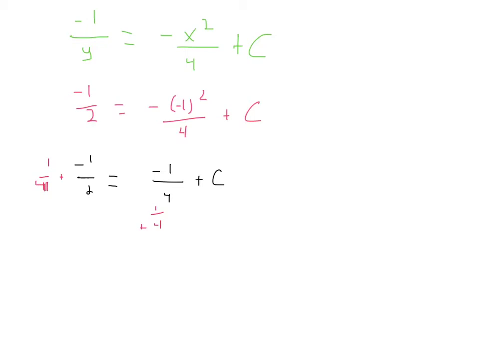If we get a common denominator, 1 minus 2 is negative 1 over 4, which is equal to c. I like to come back to this point here. So now I have negative 1 over y is equal to negative x squared over 4 minus 1/4.